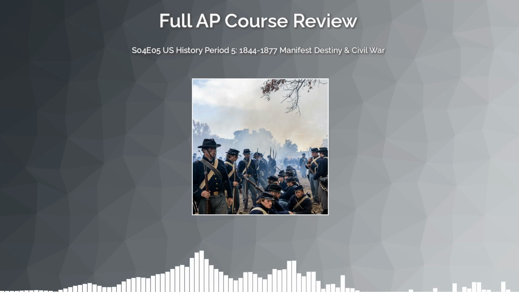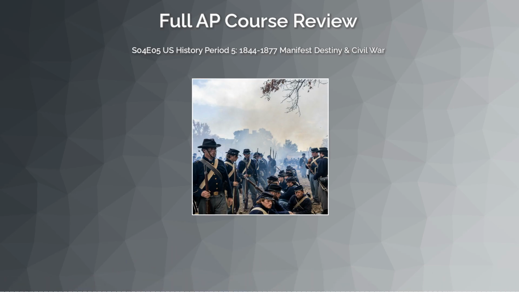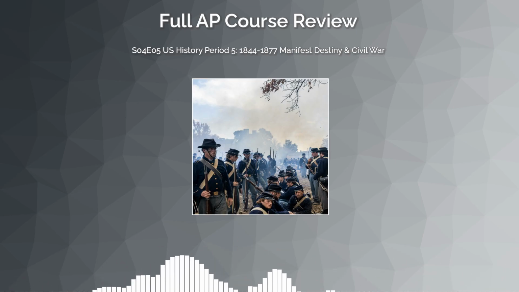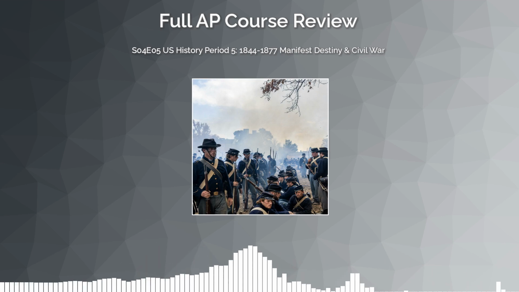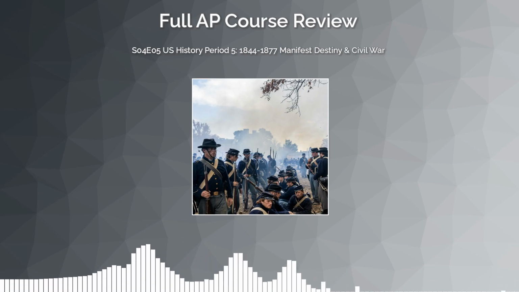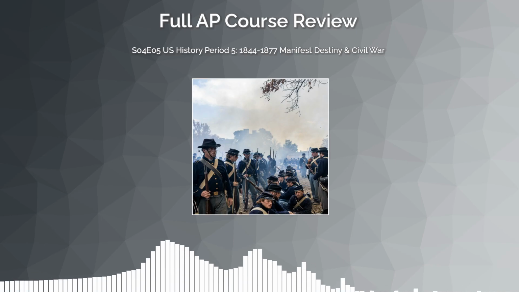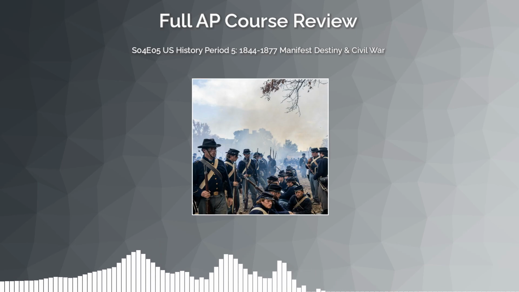The big picture AP argument. A key interpretive point the AP loves to test: Reconstruction failed not because it was too radical, but largely because the federal government lacked the sustained political will to enforce it. The 14th and 15th Amendments existed on paper, but went largely unenforced for nearly a century. This is a classic example of the gap between legal change and lived reality, a theme that runs from Reconstruction straight through to the civil rights movement of the 1950s and 60s.